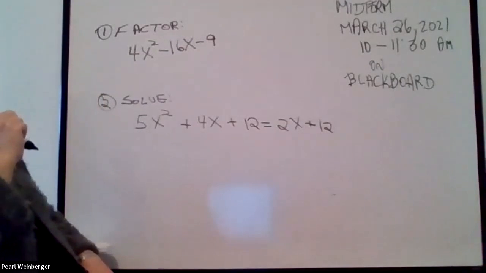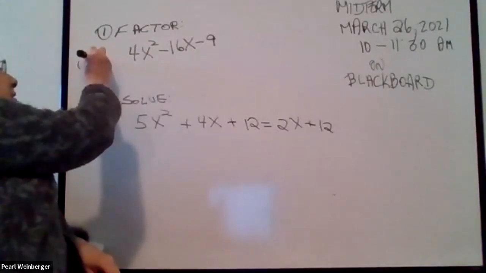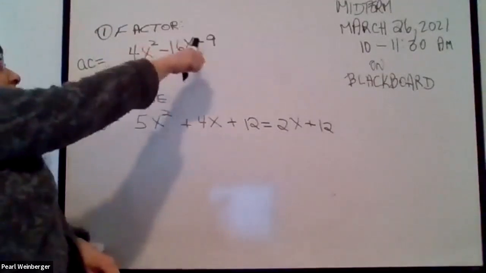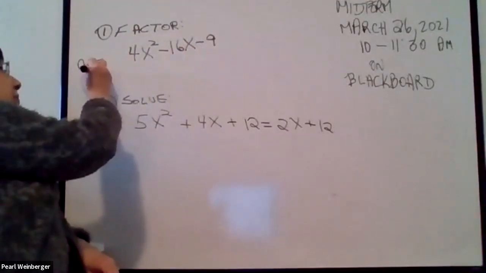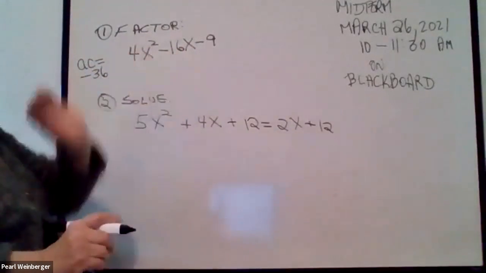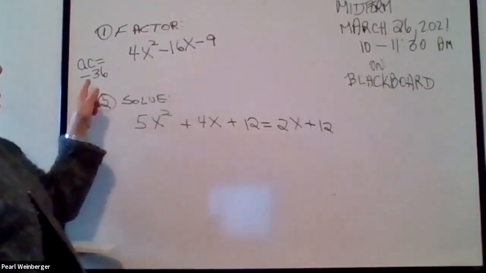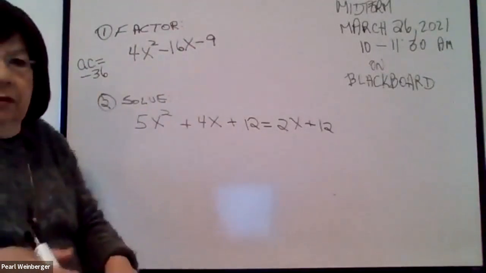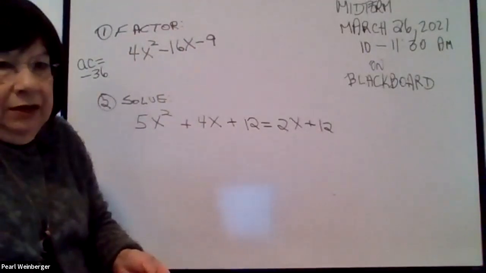Remember we call it the AC method. So what is AC? That's what we have to figure out. 4 times negative 9, so it's negative 36. Now we have to work with that negative 16. What does the negative tell us? What do we know about the signs?